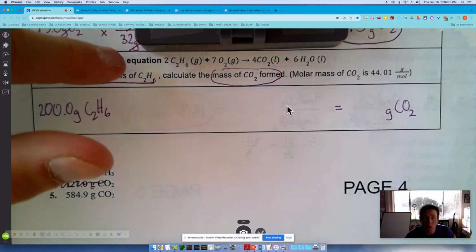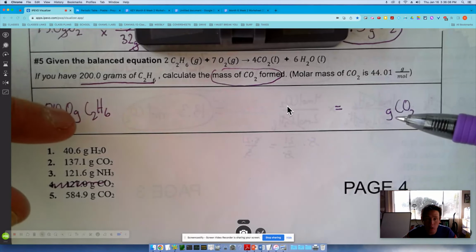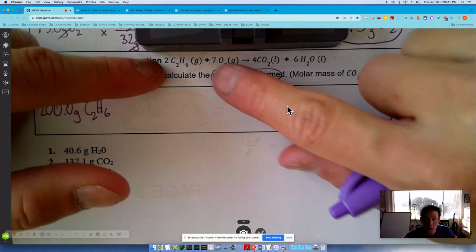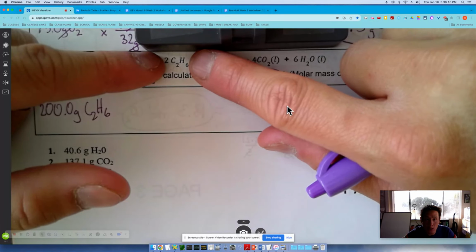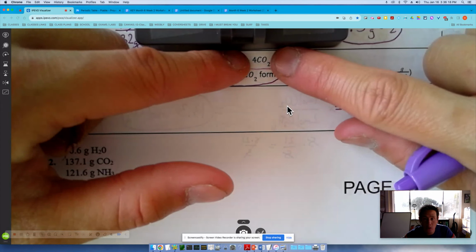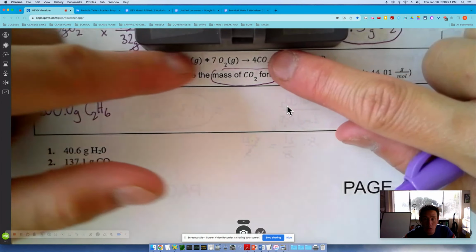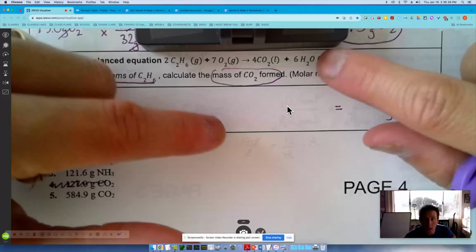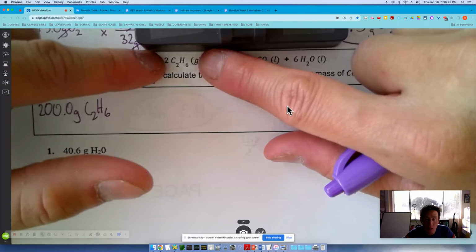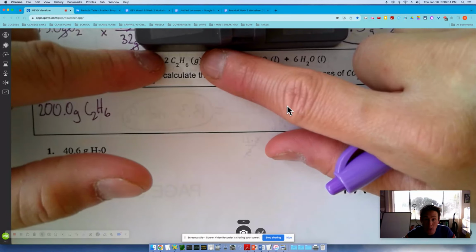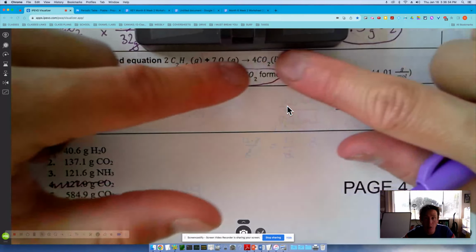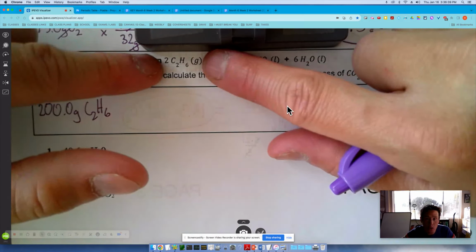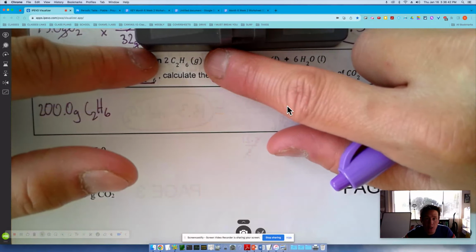The relationship, though, is only between the two we're interested in, C2H6 and CO2. Look how they're related. For every 2 moles of C2H6, I could produce 4 moles of CO2. Don't worry about the other ones, O2 and H2O. So the ratio is: for every 2 moles of C2H6, I will form 4 moles of CO2. 2 to 4.